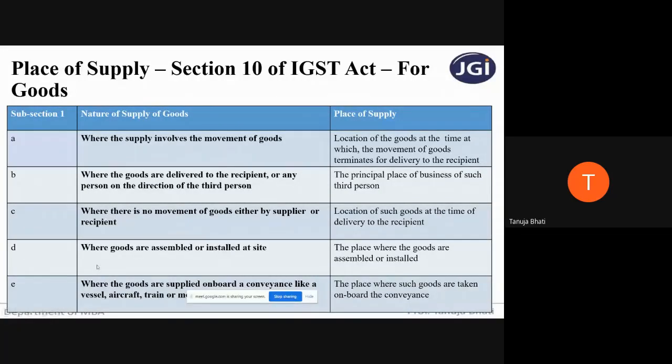Clause D, where goods are assembled or installed at site. Many a times goods are, if they're heavy machineries, they need to be installed or assembled at the buyer's site or at a particular site.